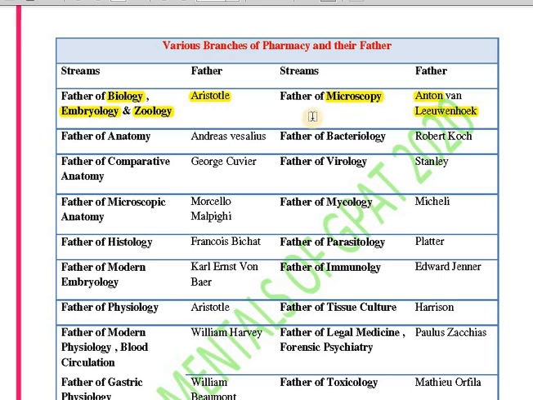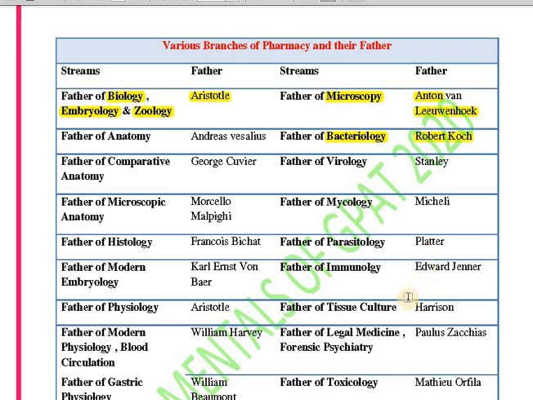Next is the father of bacteriology. We are not going to take all the fathers, but only whatever is important for GPAT, NIPER, drug inspector and pharmacist exams. Robert Koch is known as the father of bacteriology. Stanley is known as the father of virology. Micheli is known as the father of mycology. Mycology is nothing but the study of fungi, the science of fungi. So you must remember this. Then the father of parasitology is Bladder.